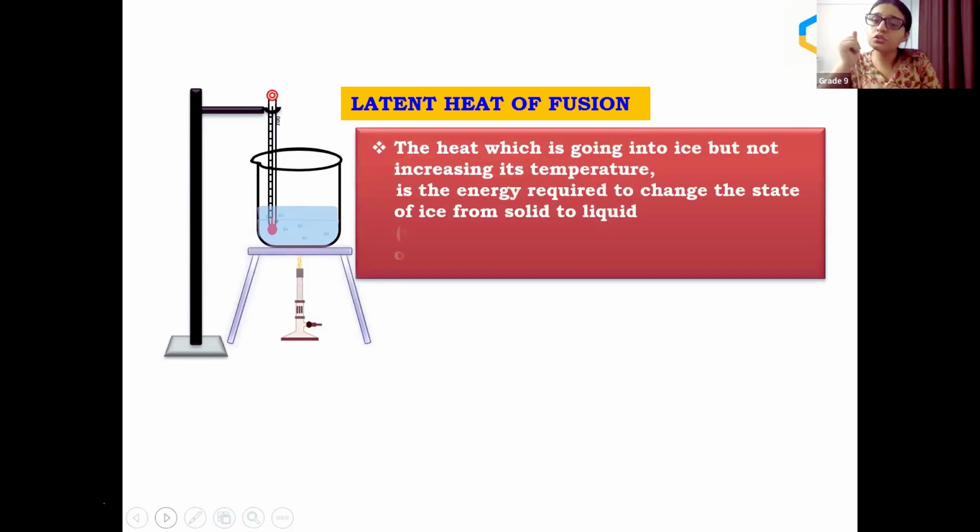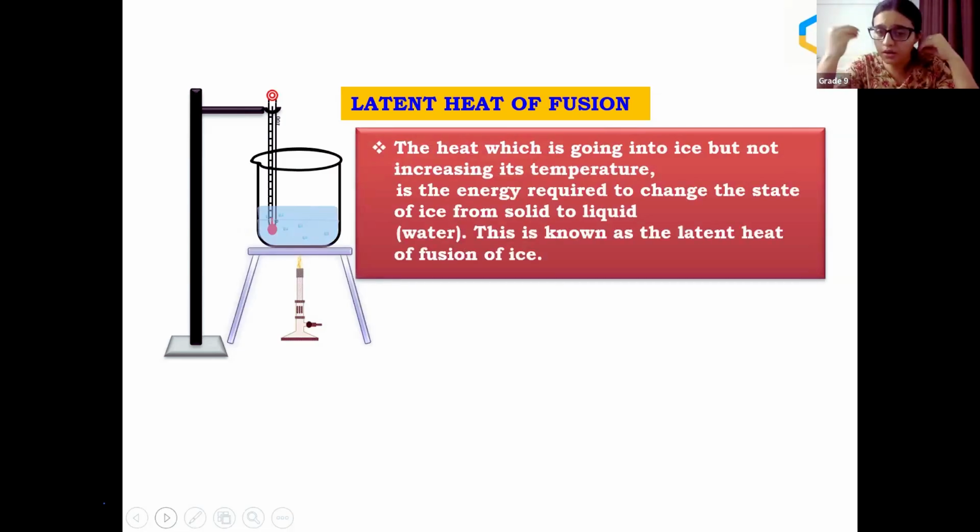So the heat which is going into ice but not increasing the temperature is the energy required to change the state of ice from solid to liquid, and this is known as latent heat of fusion of ice. This we have already studied in the definition before, but now we have done an experiment to show that the temperature remains constant. Anybody any doubt in this one?